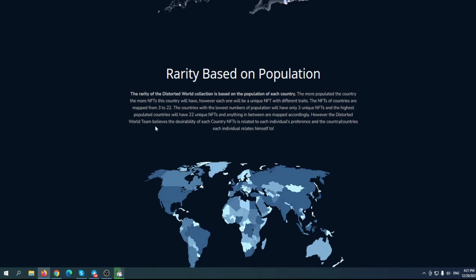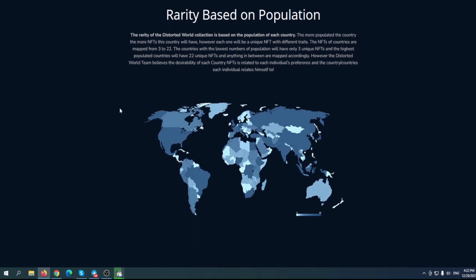However, the Distorted World Map team believes that desirability of each country's NFTs is related to each individual's preferences, and the countries each individual relates himself to. So what does that mean in reality? So yes, at the start, probably, for example, India's NFT will be worth more than the United States one, right? But let's say that people are more interested in buying the USA NFT. That means that probably the price will be higher for the United States of America's NFT. So we'll see what is going to happen, but it will definitely be really interesting.